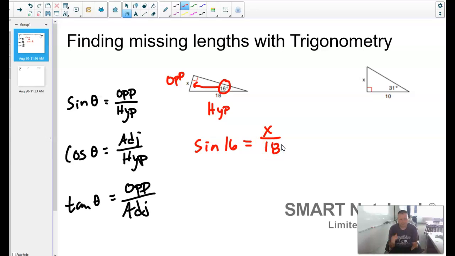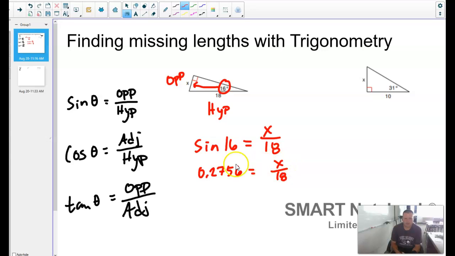Okay? So identify the trig function. Then I substitute, and now I solve. So solving, let me make a suggestion to you. I would type this sine of 16 into your calculator. Okay? So sine of 16, and then I would go to about 4 decimal places, so 0.2756, and that's equal to x over 18.